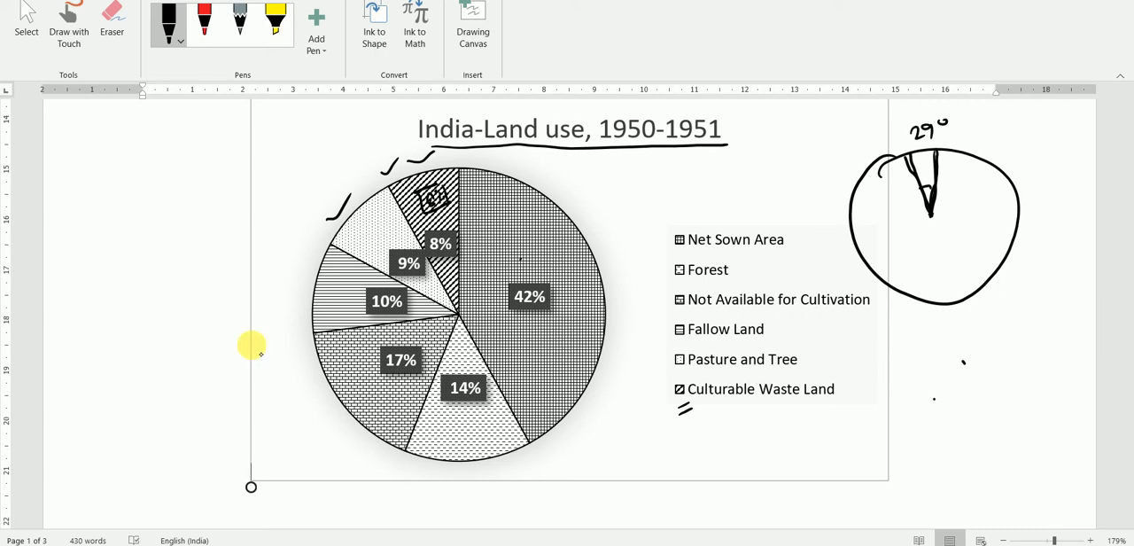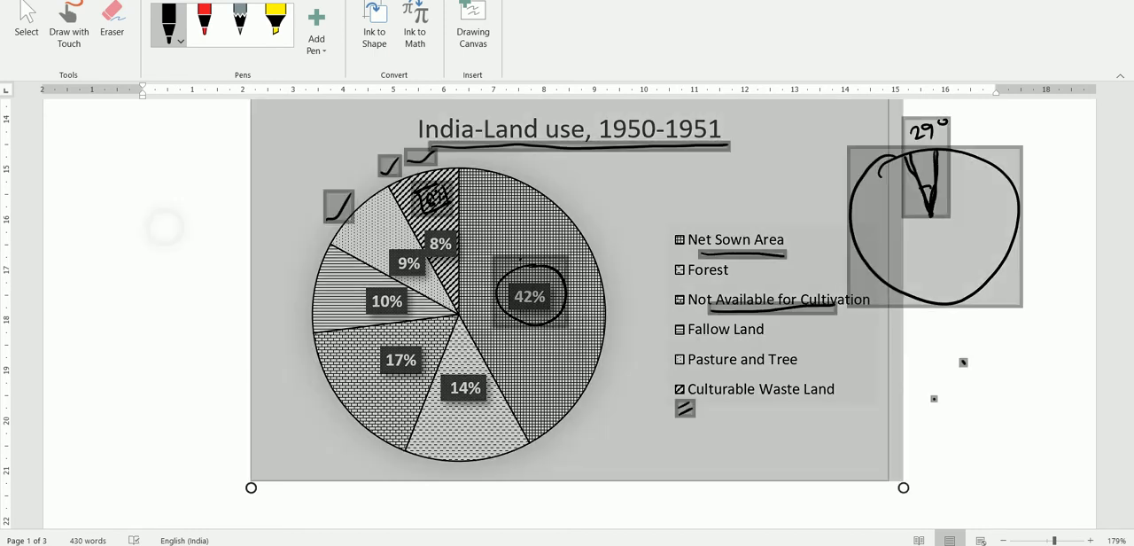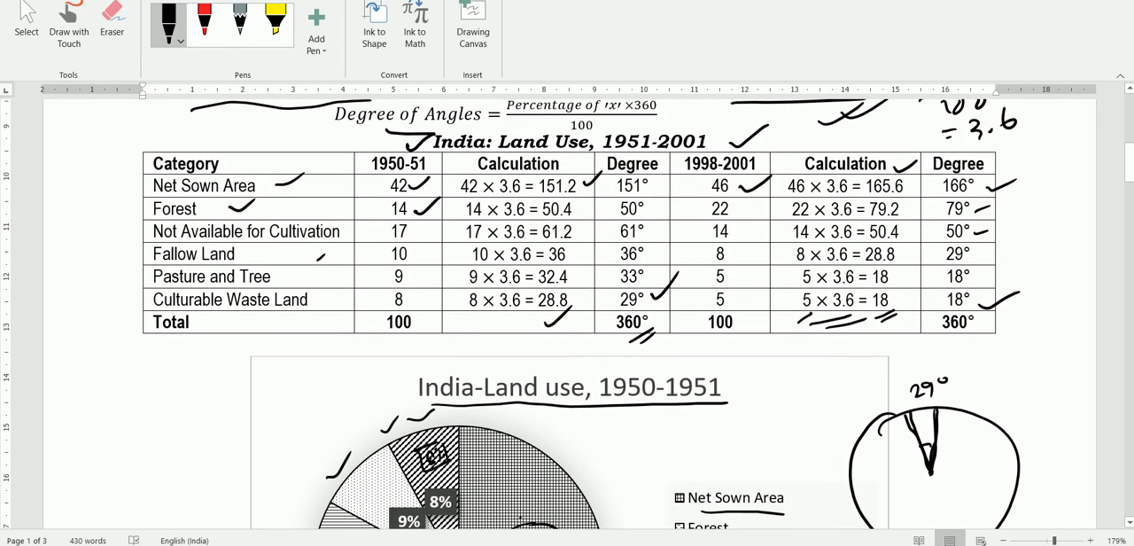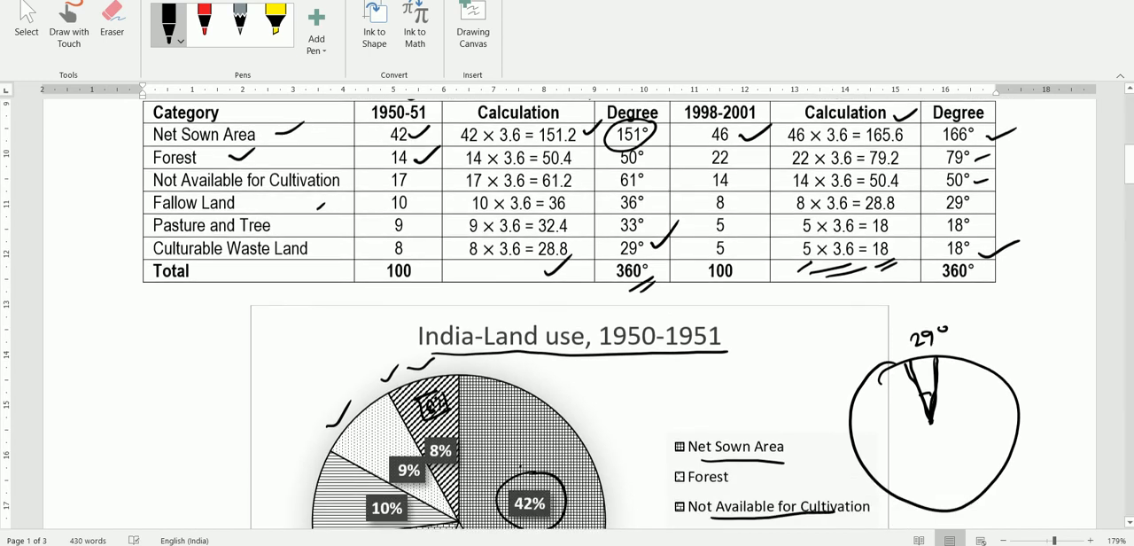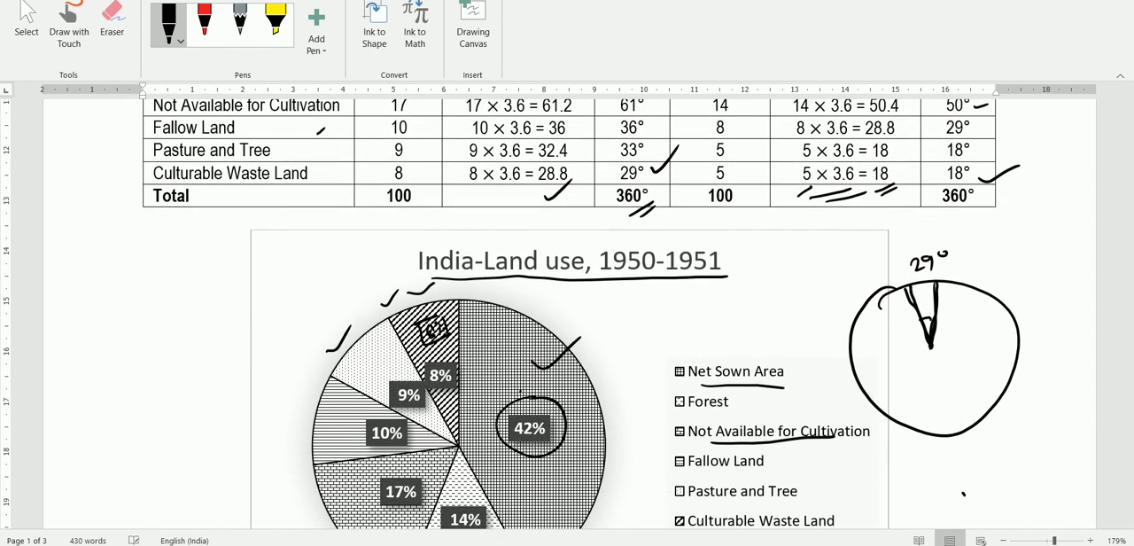And here we have 42. This is, sorry, this one, net sown area. So what is the angle for the net sown area? We have 151. So here this is the 151, and the percentage shared by the net sown area is 42%. So you have to write 42 in the sector.